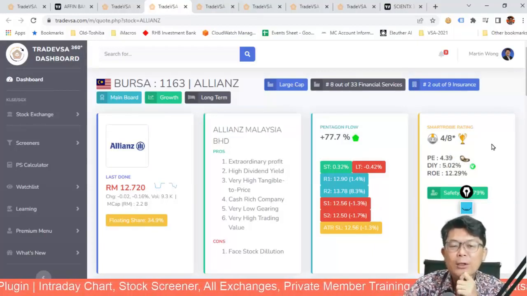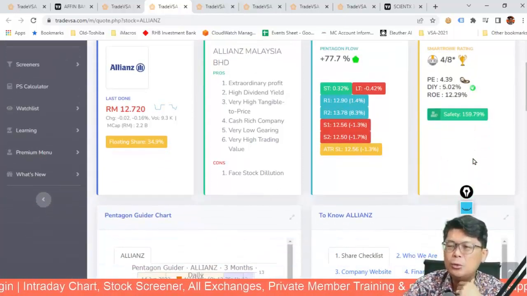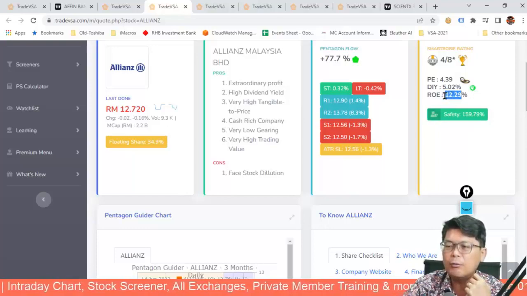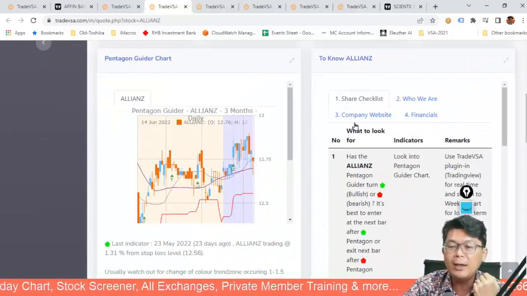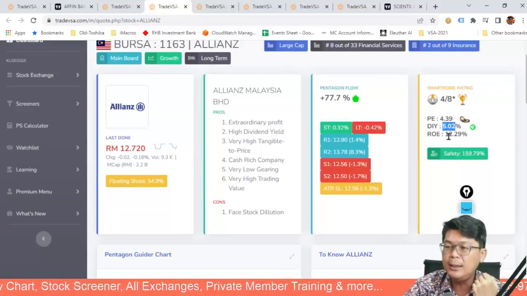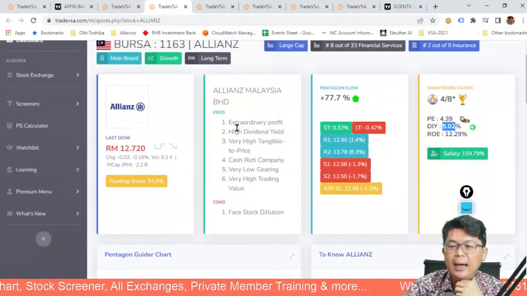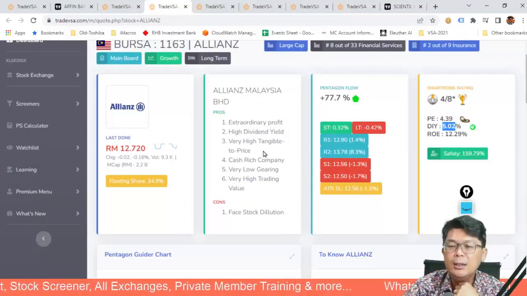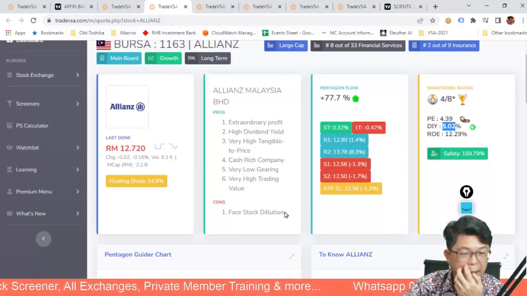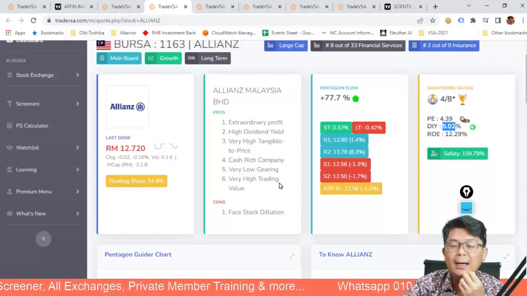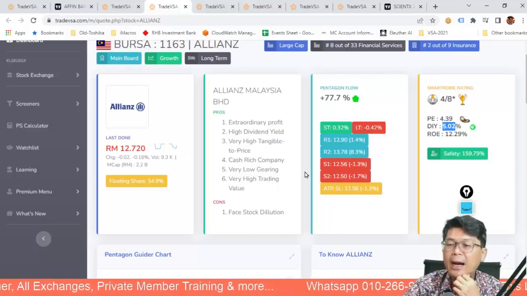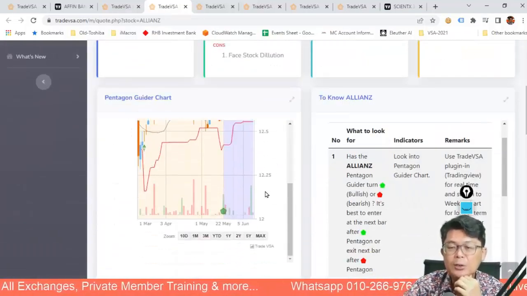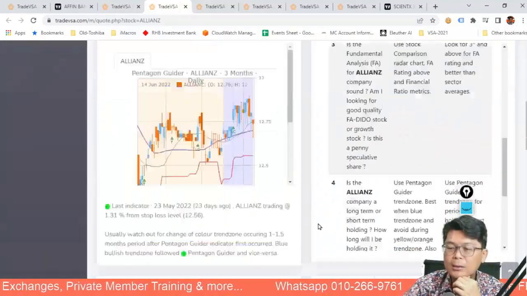So usually when PE is 4, you have to be very suspicious. You know, why is Allianz so cheap? Very cheap, a big discount. ROE of 12% and a dividend of 5. So you need to do more investigation in here. And of course, this company has paid a 5% dividend. Extraordinary profit, very high dividend yield, very cash rich, of course facing stock dilution because the stock has been split and split again. Very low gearing, very high volume in here. The stock's not bad. It's an insurance company that has done pretty well over time.